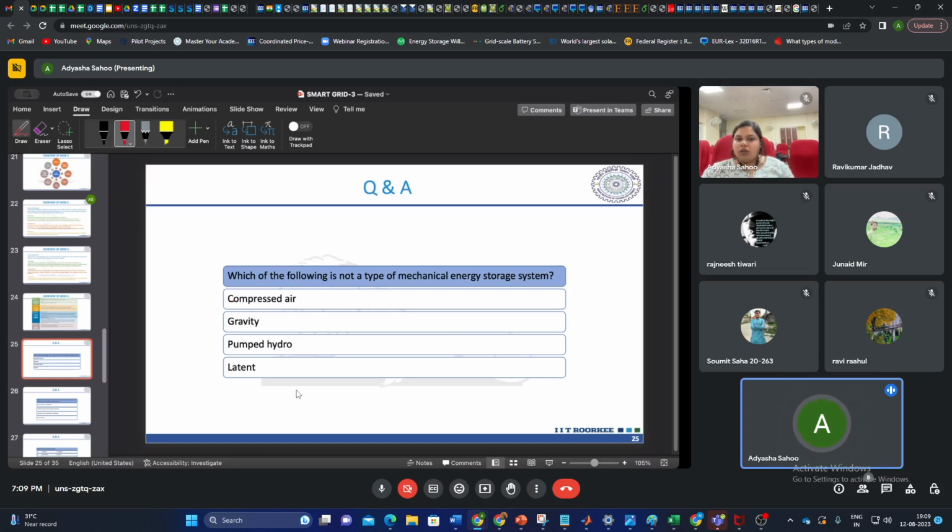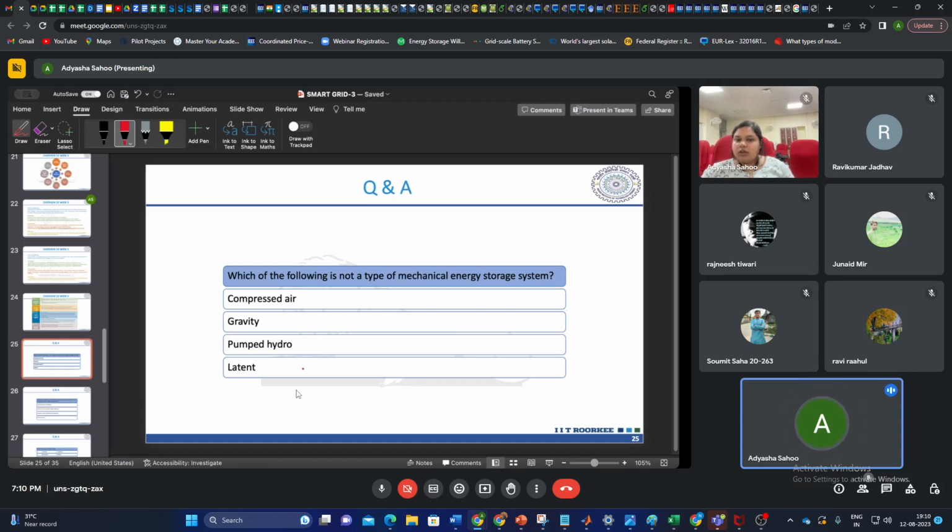So we all know compressed air, where when we have excess energy, we compress the air and store it in the form of mechanical energy. So this is mechanical energy, compressed air. Then it is gravity, then pumped hydro. These are also types of mechanical energy storage systems.